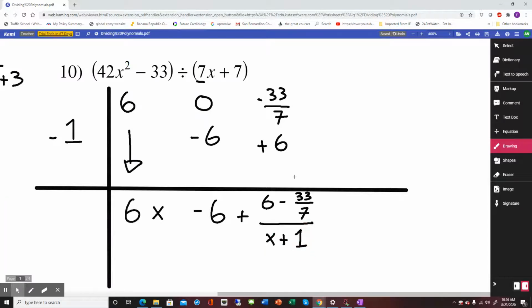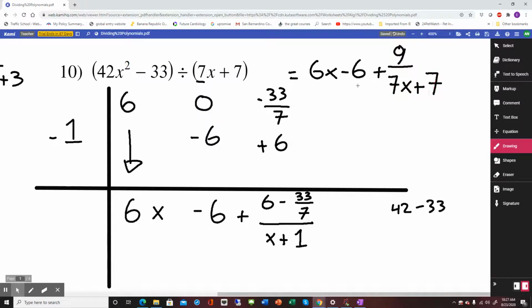So, if you understand this, we can make this a rule. We know this is our quotient part of our answer, and we have to multiply everything here by 7 to get the proper numerator, okay? So let's put our final answer here. 6x minus 6. Okay, now we're going to multiply everything by 7. What's 6 times 7? That's 42, okay? And then I have minus 33 over 7 times 7 is just 33. Okay, so that just turns into a 9. So plus 9 over my original divisor now, which is 7x plus 7. Okay, so this is our final answer right here.